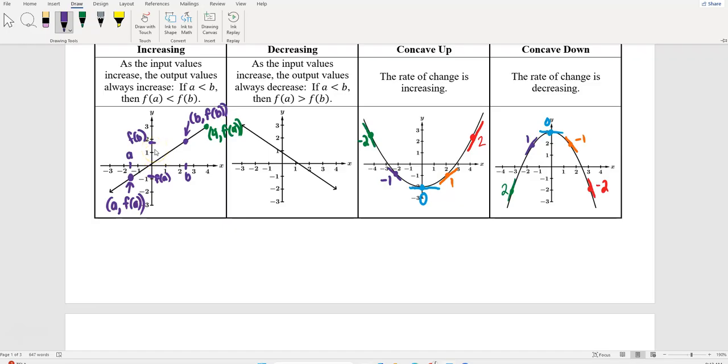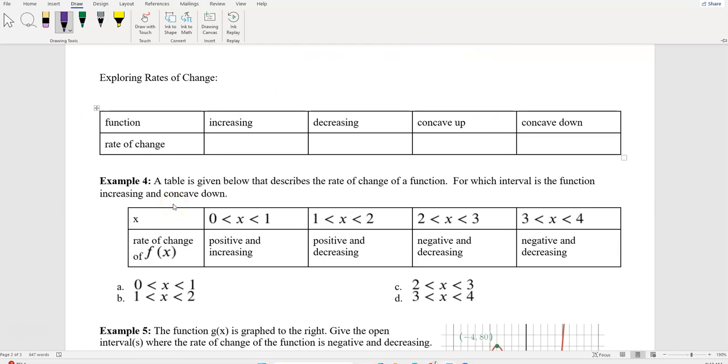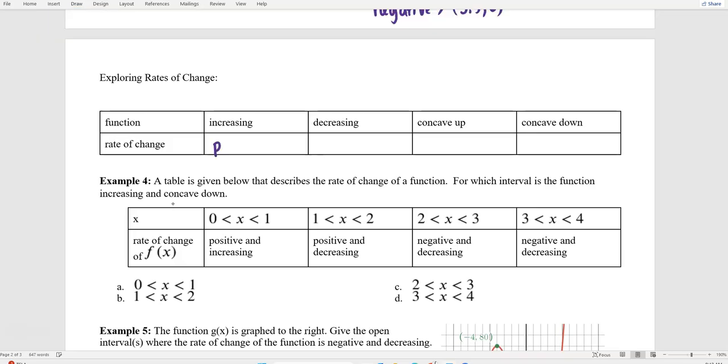It's got to be positive, right? And it doesn't have to be a straight line, but the rate of change is going to be positive if the function is increasing. If the function is decreasing, the rate of change is going to be negative.